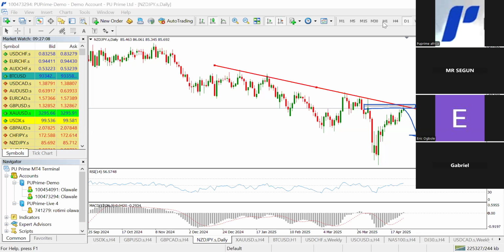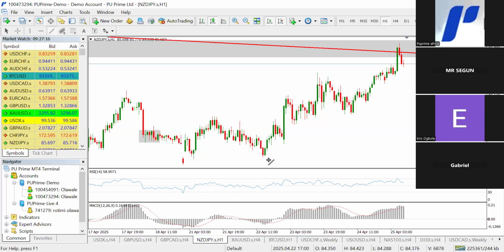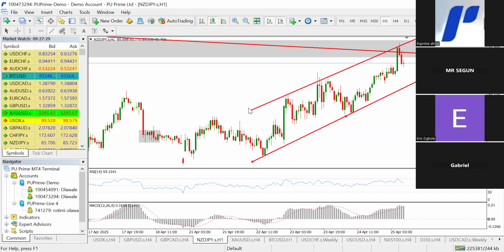So if we flip down to the 1 hour time frame, this is what we have on 1 hour. All right, so we'll be waiting for a breakout in the course of today on this instrument. So I'm bearish on the New Zealand JPY. This is an intraday setup, so put your attention on this particular setup.